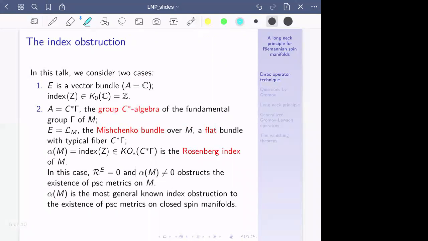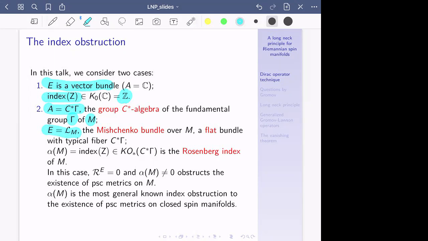All right, in this talk, we will consider two cases. The first case is when E is a vector bundle, or equivalently, A is equal to the complex numbers. In this case, the index is just an integer. The second case is when A is the group C*-algebra of the fundamental group Gamma of the manifold M, and we take E to be the Mishchenko bundle over M.